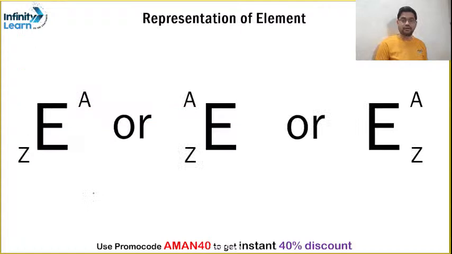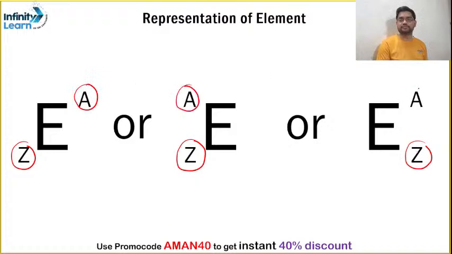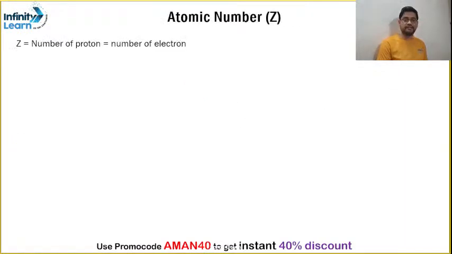Clear? Now, talking about representation of an element, any element is represented in this way, where the bottom number always represents the atomic number, and at the top is the atomic mass number. Clear? So let's get started.